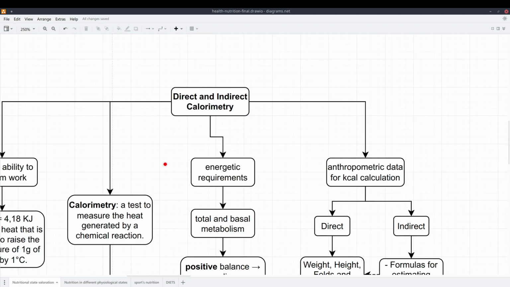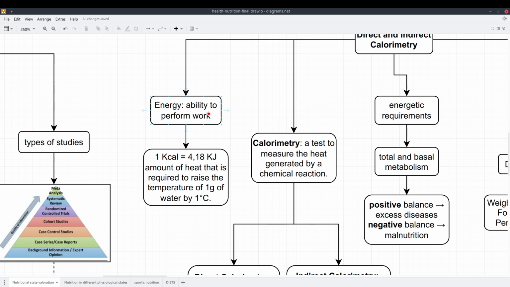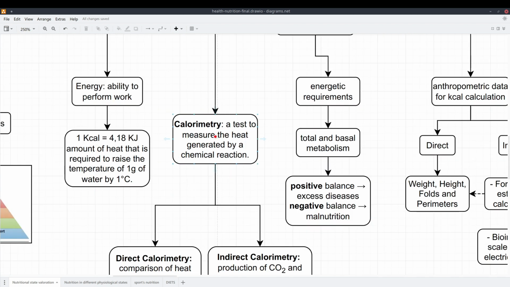Direct and indirect calorimetry. Energy is the ability to perform a work. 1 calorie equals 4.18 kilojoules, and it is described as the amount of heat that is required to raise the temperature of 1 gram of water by 1 degree Celsius. Calorimetry is a test to measure the heat generated by a chemical reaction. So how many calories are burnt.